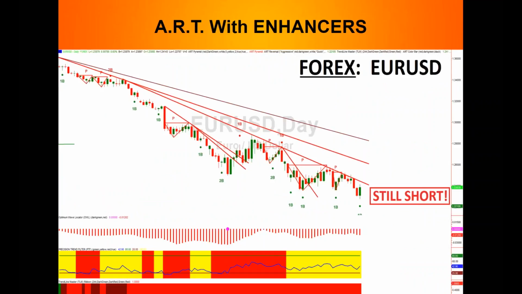Here it is on a Forex market, the Euro USD. All right, here are the trend lines all on. And notice that the short position, you see no green on any of the enhancers down there. Okay, and the reason for that is because it is a bearish market. So you're getting the red light, so to speak, to go short.